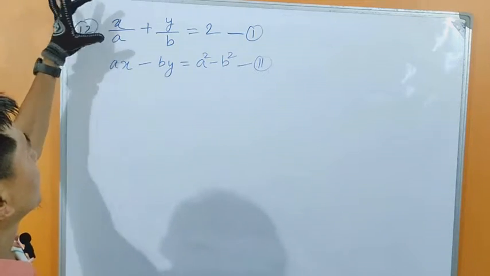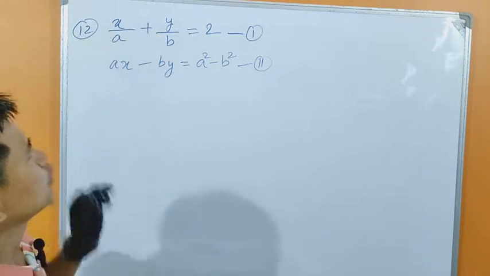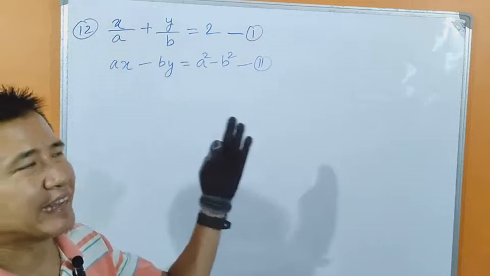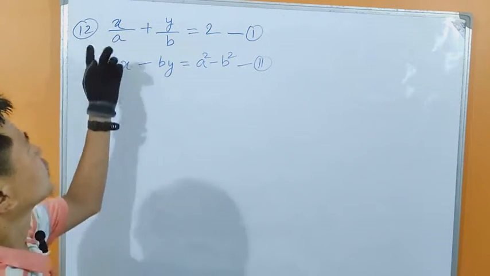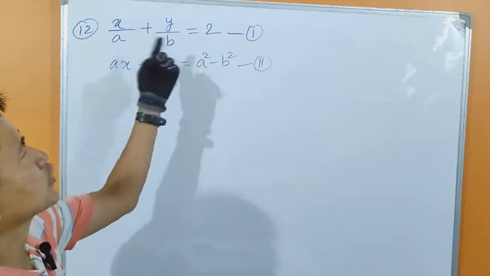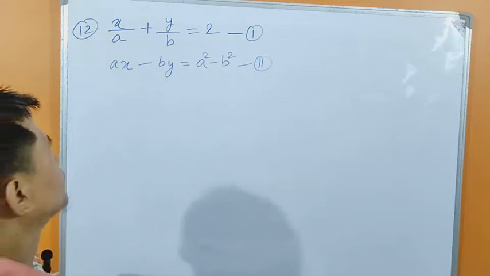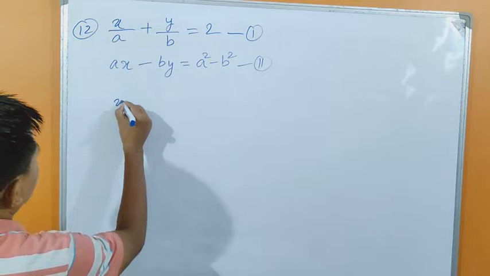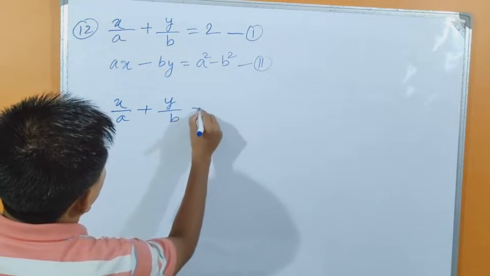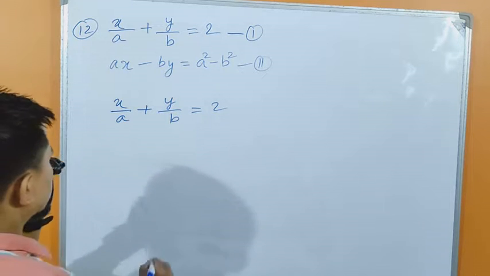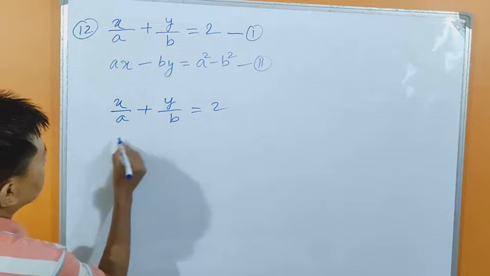Question number 12. Equation 1 and equation 2. Here, we should consider A and B as constants, X and Y as variables. First, let me simplify equation 1 and then equation 2. X upon A plus Y upon B equal to 2. This is equation 1. So, let me take the LCM of A and B.